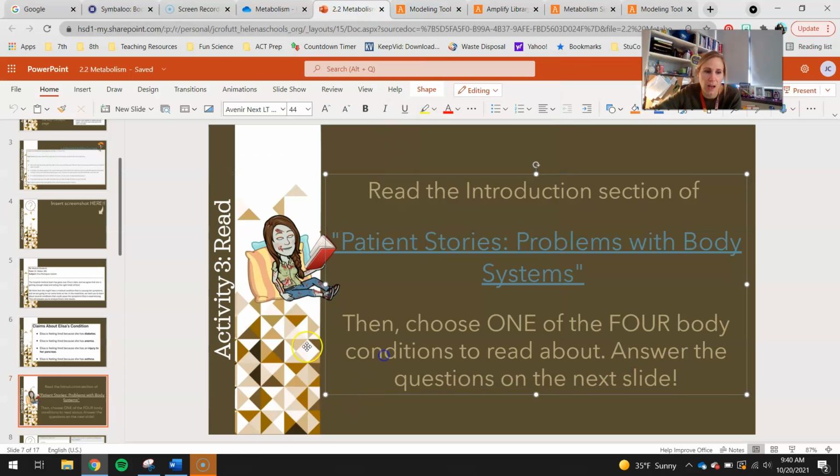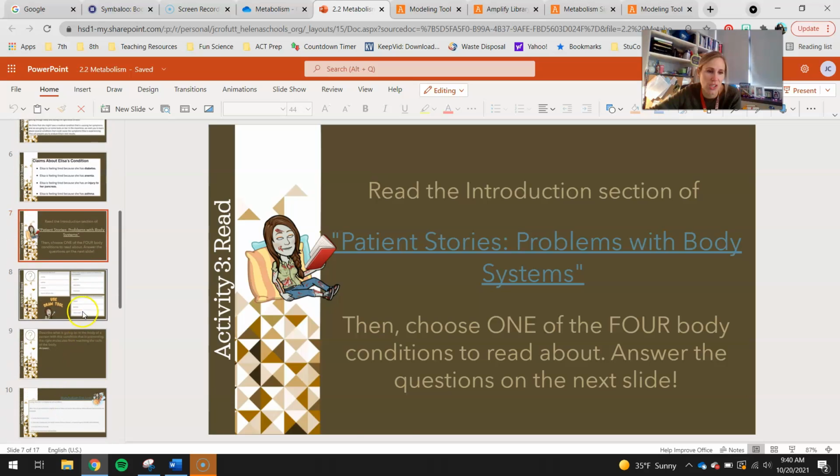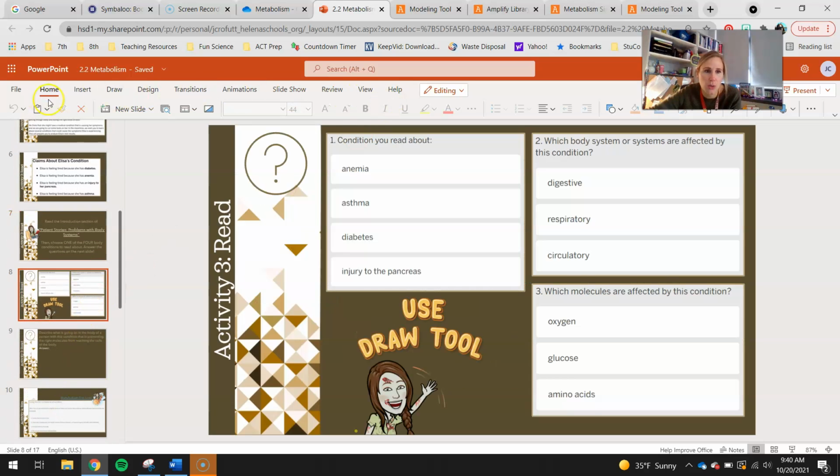Once you read that article, you are going to answer these questions on the next 2 slides. Use your draw tool here to circle the condition you read about, either anemia, asthma, diabetes, or injury to the pancreas. Which body system or systems, so you might have to circle more than one, are affected by this condition? Again, you should get this information directly out of the article. Which molecules are affected by this condition? You're looking at oxygen, glucose, or amino acids. Again, you might have more than one answer there, or you might just have one answer there. So circle all that apply.